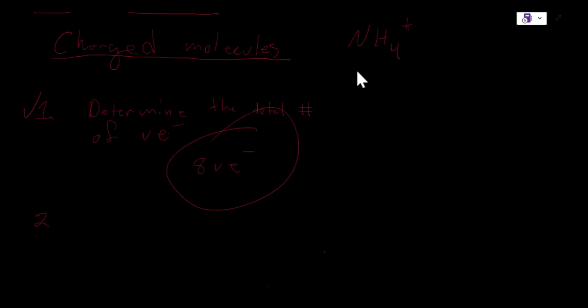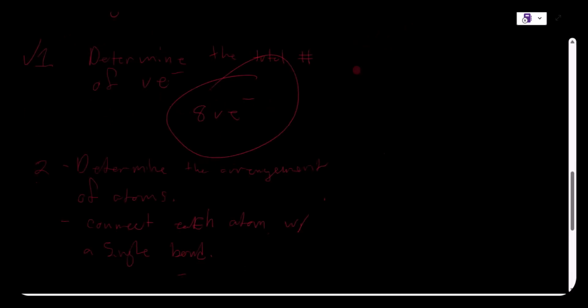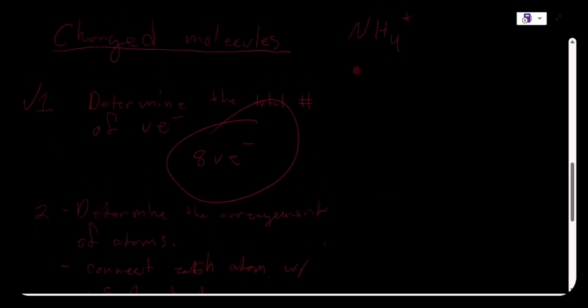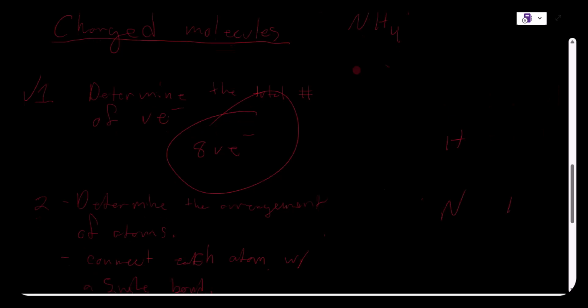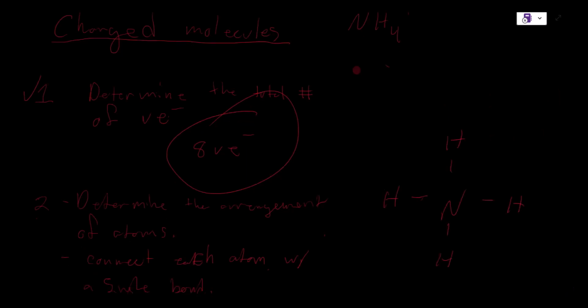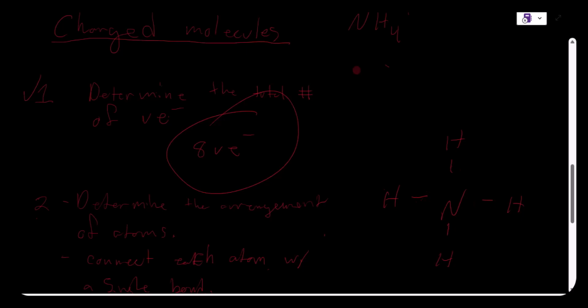Moving on to step 2. So the next step of determining the arrangement of the atoms and connecting them with a single bond is pretty easy. We know that the hydrogen atoms are always terminal, and the nitrogen would be the central atom. So we can connect each hydrogen to the nitrogen with a single bond. When we do this, we use up all the valence electrons in the bonds. We have 2, 4, 6, 8. So the structure is complete.